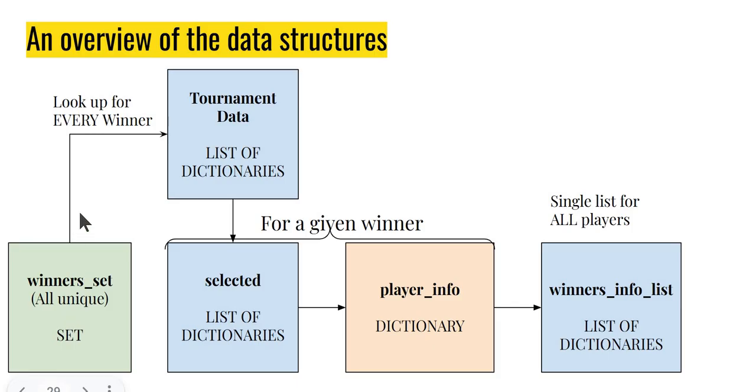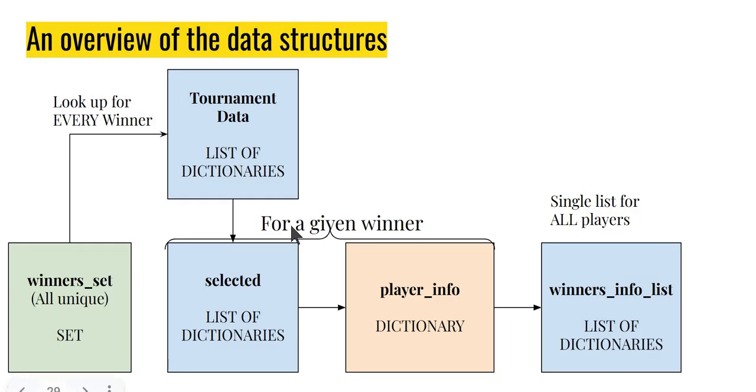Now, for every winner in this set, I'm going to probe the tournament data, which is where I started. Remember, it was a list of dictionaries, which has basically a yearly representation, for example 1968, 1969, 1970, and so on and so forth. Each of those entries is a dictionary, and hence we have a list of dictionaries. For every winner in the set, I'm going to probe this list and find out when all this particular name appears, because that is what I call selected, also a list of dictionaries. But the dictionaries inside the selected list are for a given winner. In fact, this operation is quite similar to what we were doing in the laptop store.